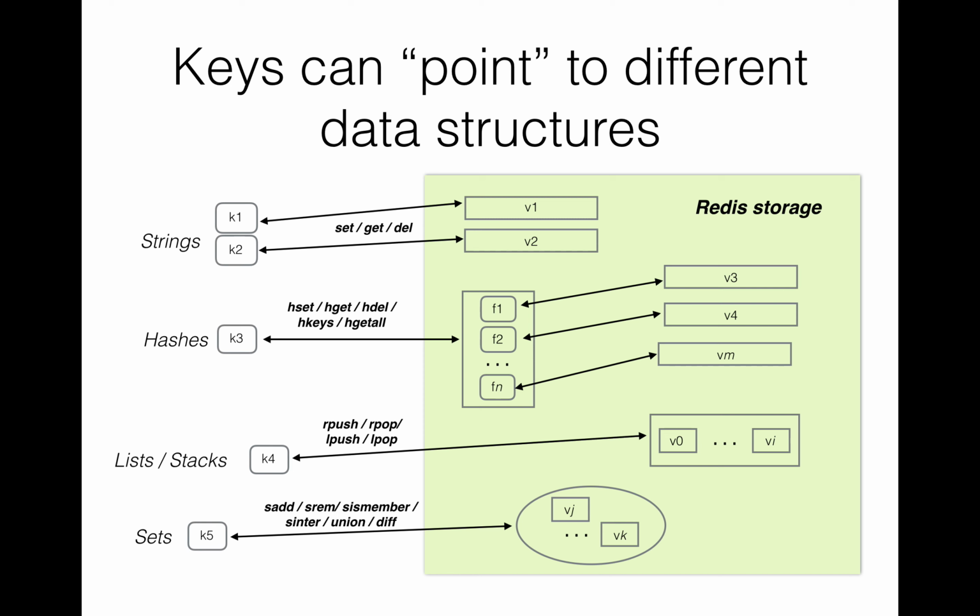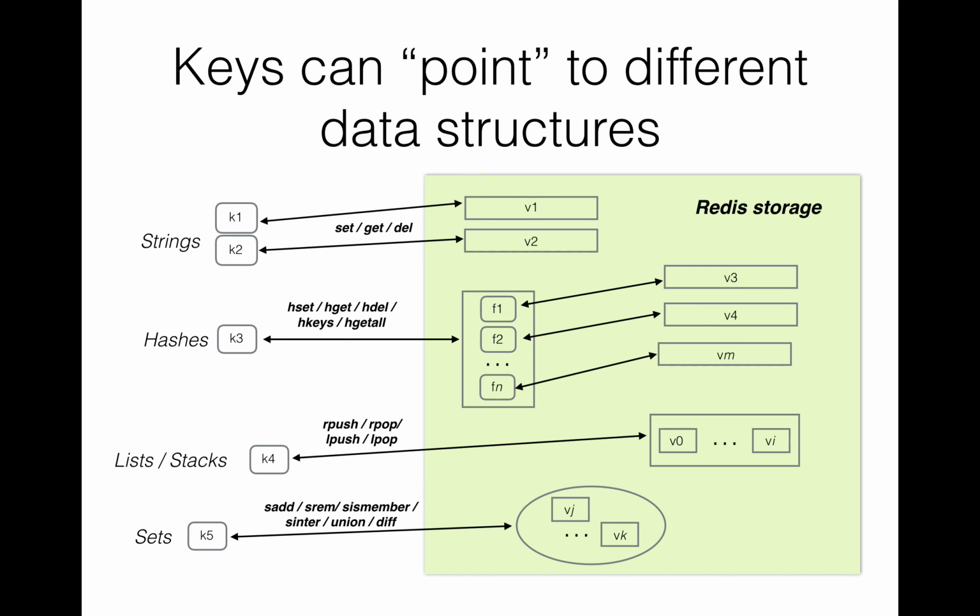Then also we have sets, so we can have a key associated with a set of elements where Redis recognizes whether an element is already in the set or not. It can add, remove, check for membership, and do a set intersection, a union, and difference. What you can see next to the arrows are the names of the Redis commands that you can find in the documentation.